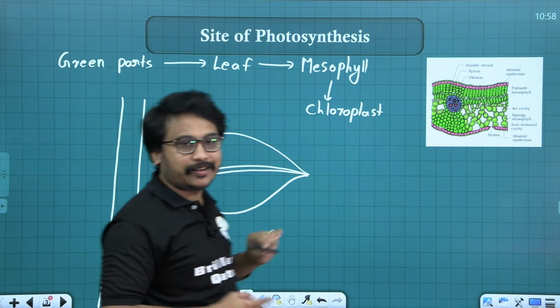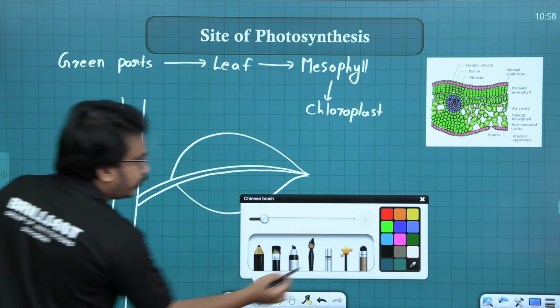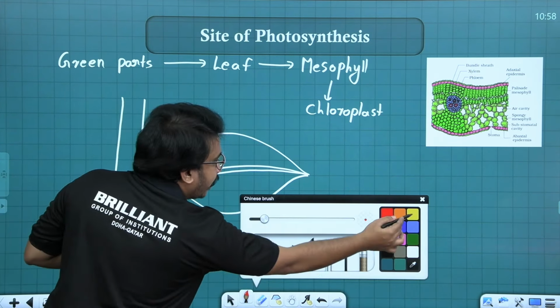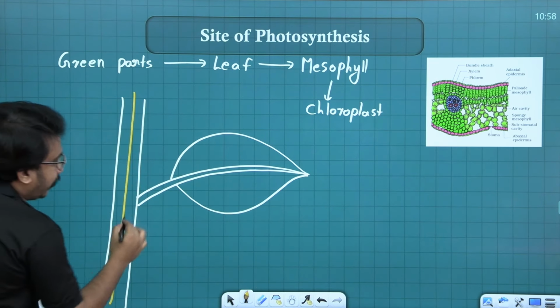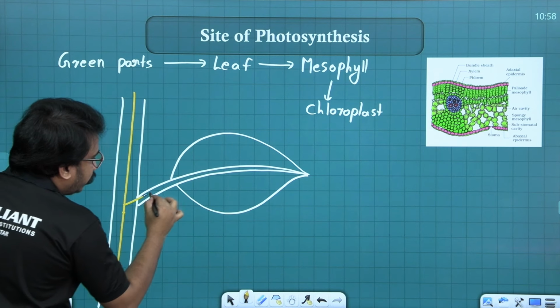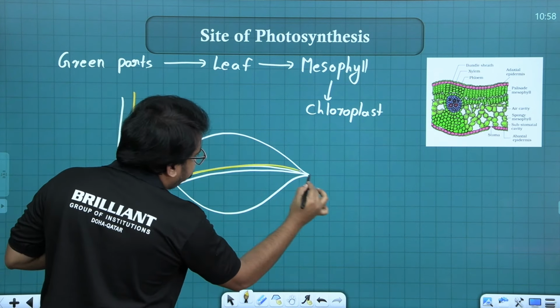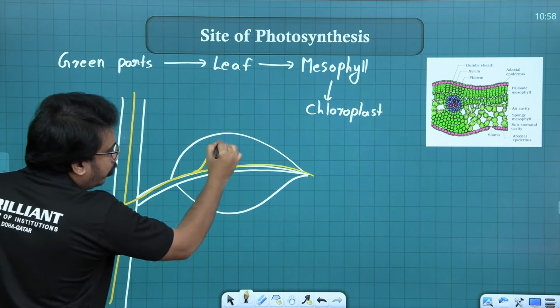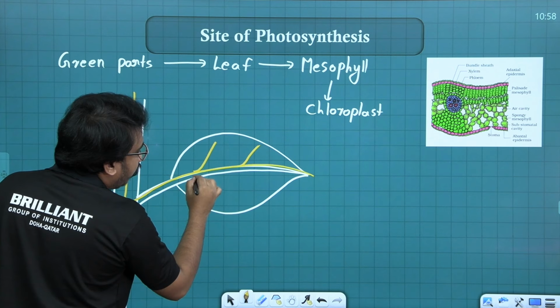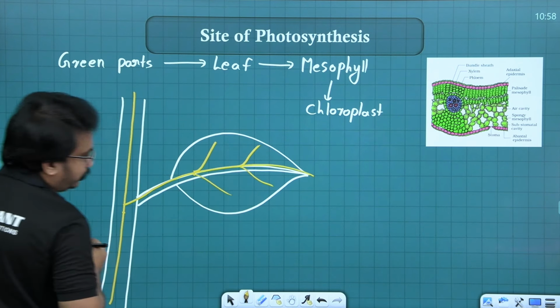Hope you can understand. So in the leaf, you already know the petiole will be carrying this xylem and phloem. So in yellow color, I am drawing a xylem. This xylem is passing through the midrib of the leaf. Got it? From the petiole, it is extending into the midrib, and it also forms the veins, and it's also found in the veinlets.